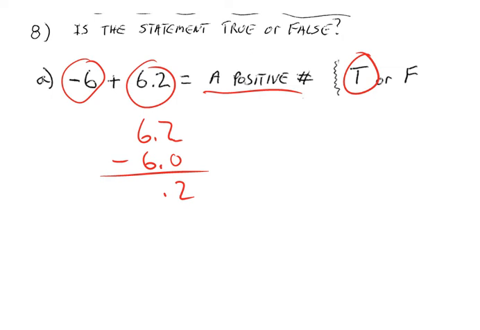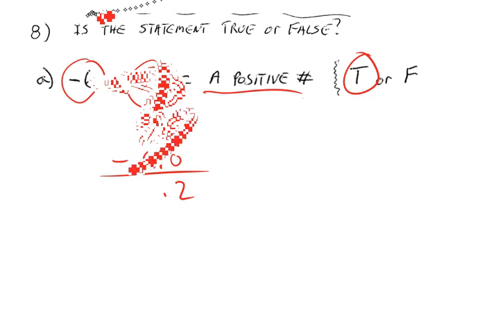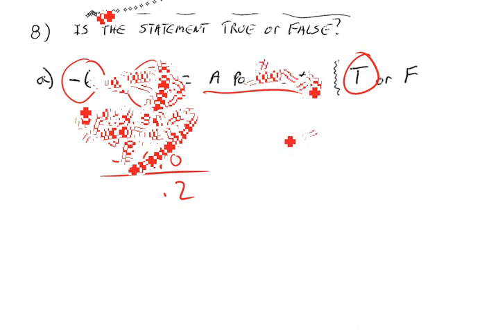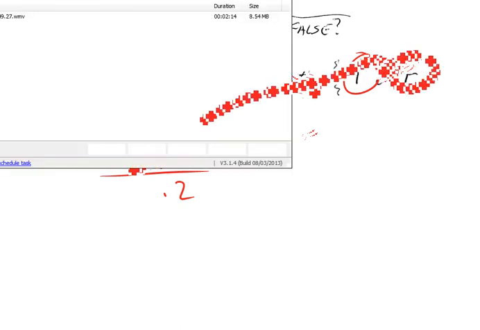Okay, letter B. Let's see, 1.5 minus 1 and 1/4. Hey, 1 and 1/4 is the same thing as 1.25. So 1.5 minus 1.25. Is that a negative number? Of course not. 1.5 is larger than 1.25. No, that's false.